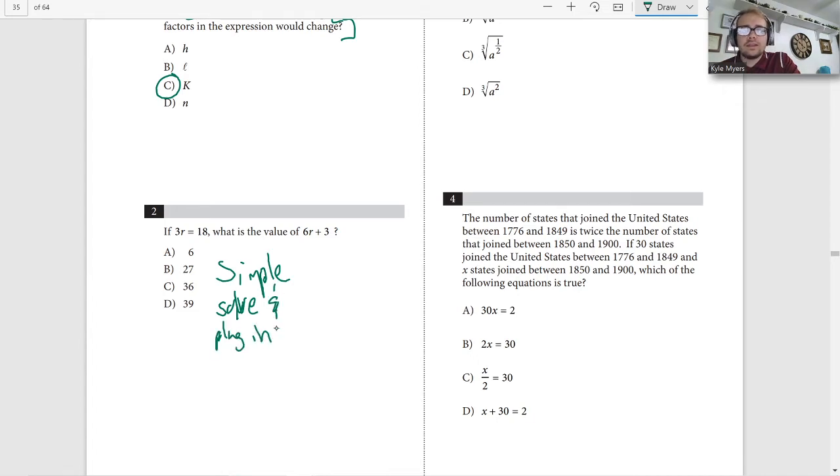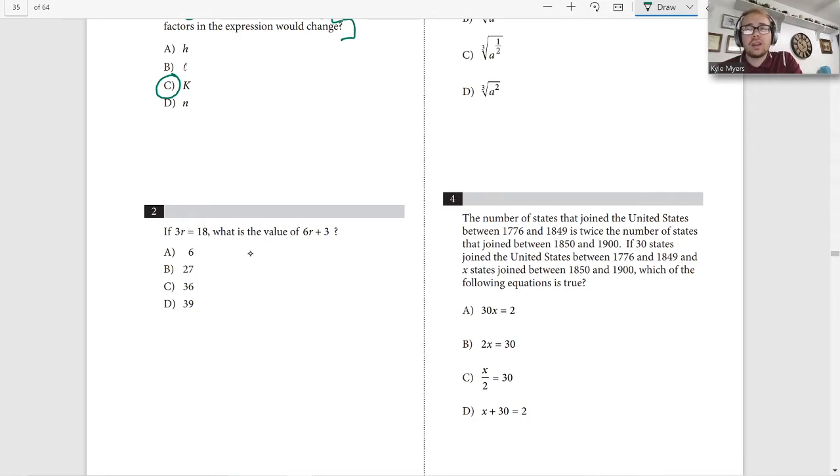Not necessarily in that order. Sometimes you can plug it in and then simplify. But with each of these problems, I'm going to show you the easy way instead of the simple way. The simple way would be to solve for r and then plug it back in. The easy way means it's going to take fewer steps, but you have to think about it a little bit and see the trick. On a lot of SAT questions, there's a trick.